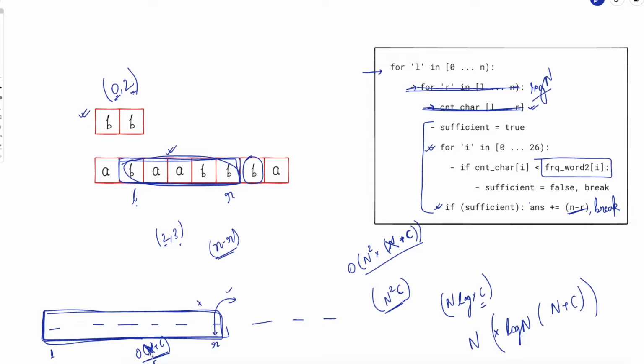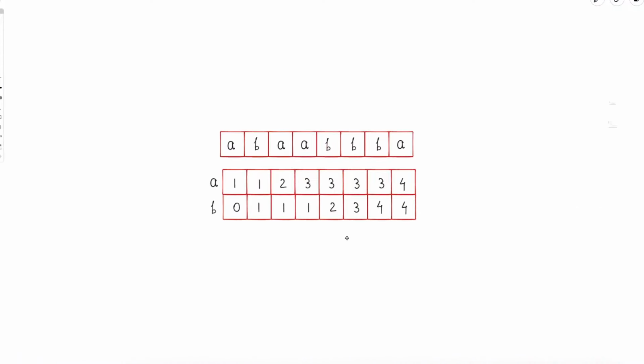So overall complexity would be order C plus 3, which is 2C. So this entire thing would then become order C, and the complexity would become order N C log n, which is much better than n square C for sure, right? So this may or may not pass the second problem that we have. We'll come to that, but let's first do a dry run and look at the pseudocode.